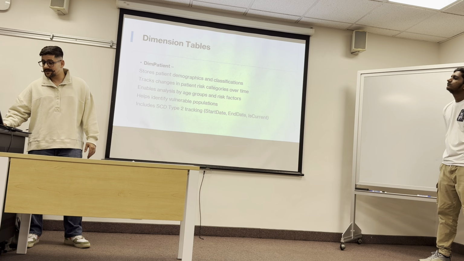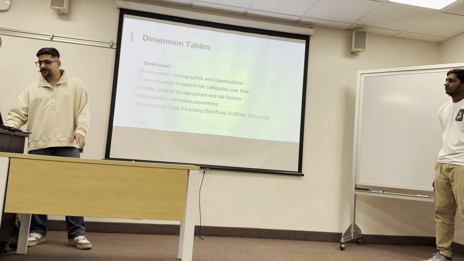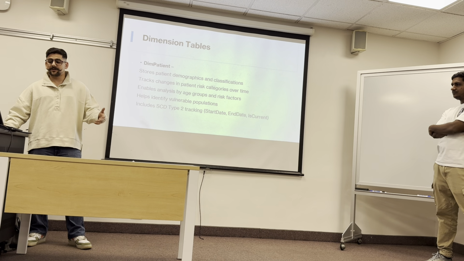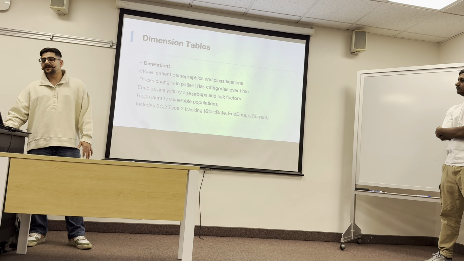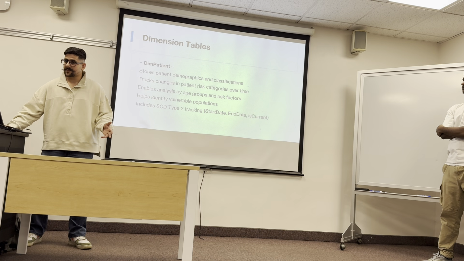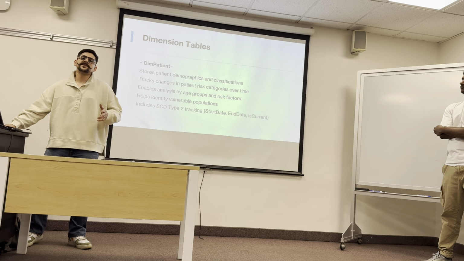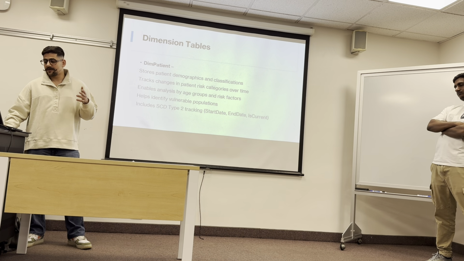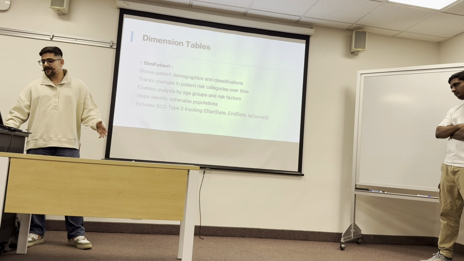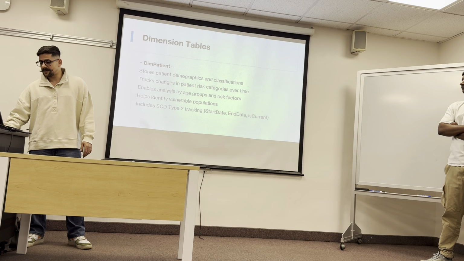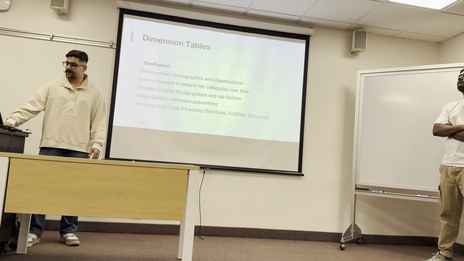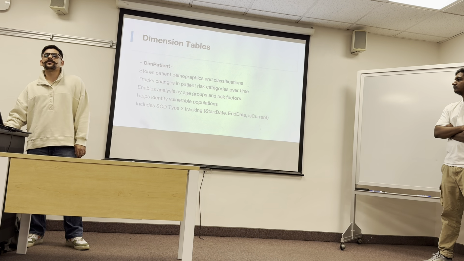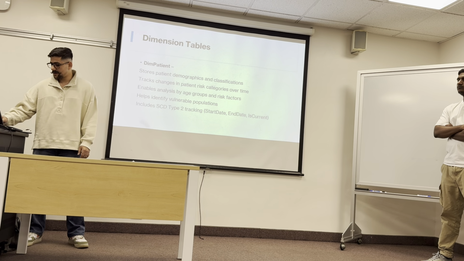The second dimension is the patient dimension itself. It stores patient demographics and classification with the address and all those things, and tracks changes in patient risk categories over time: what kind of diseases the patient has, what the symptoms are, and what the history of the patient is. It enables analysis by age groups and risk factors, helps identify vulnerable populations, and includes slowly changing dimension type 2 to track the history of the patients.